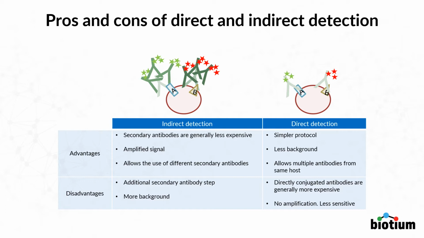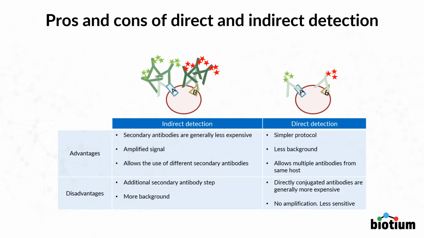For direct detection, the advantages would be, and this involves a primary antibody that's directly labeled, generally a simple protocol because you don't have a secondary antibody incubation step. You'll have less background because you don't have a cross-reactivity from the secondary antibody. It offers a different kind of flexibility, but not the same kind as indirect detection, in that you're actually able to use multiple antibodies that come from the same host.